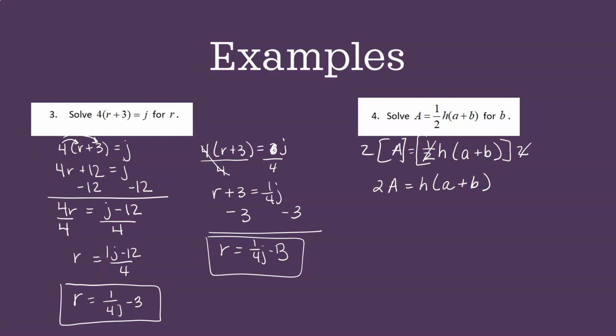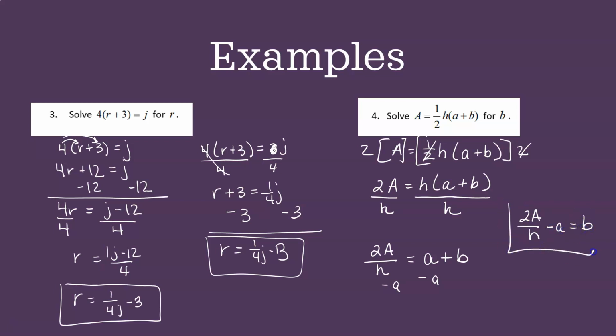Now I'm going to get rid of that h. It says multiply, so I'm going to undo it with division. So I have 2a over h equals a plus b. We want to get b alone, right? So now I'm going to get rid of that a by subtracting it from both sides. I'm going to go up here: 2a over h minus a equals b. There's your answer.